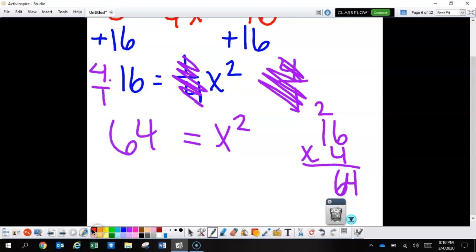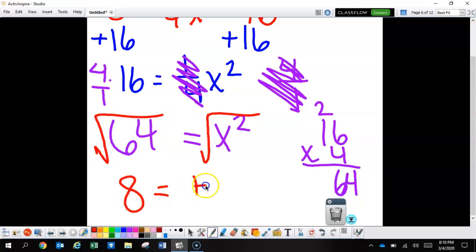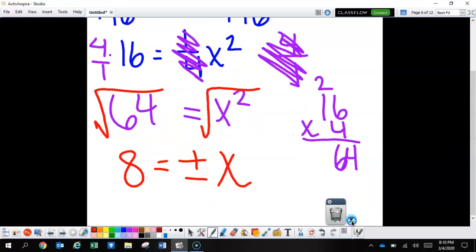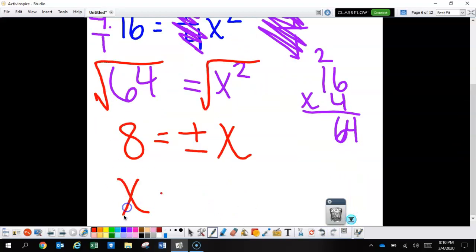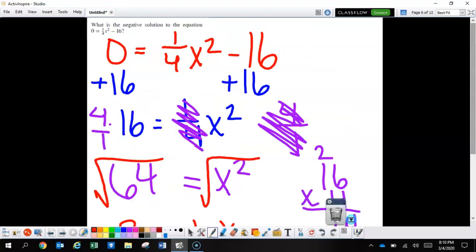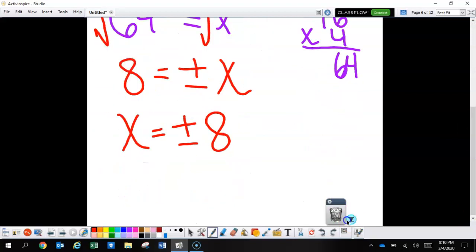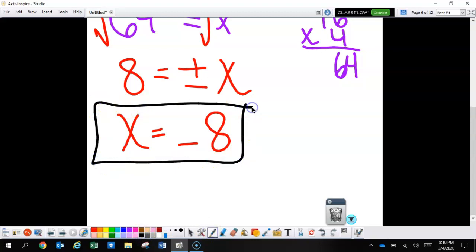Then you take the square root of both sides. So this is 8, and this is plus or minus 8. So x is equal to plus or minus 8. And hopefully that is a solution. Okay, but they want the negative solution. So instead of the positive 8, we're just going to get rid of that positive, and the answer is negative. Okay, so we would write negative 8.